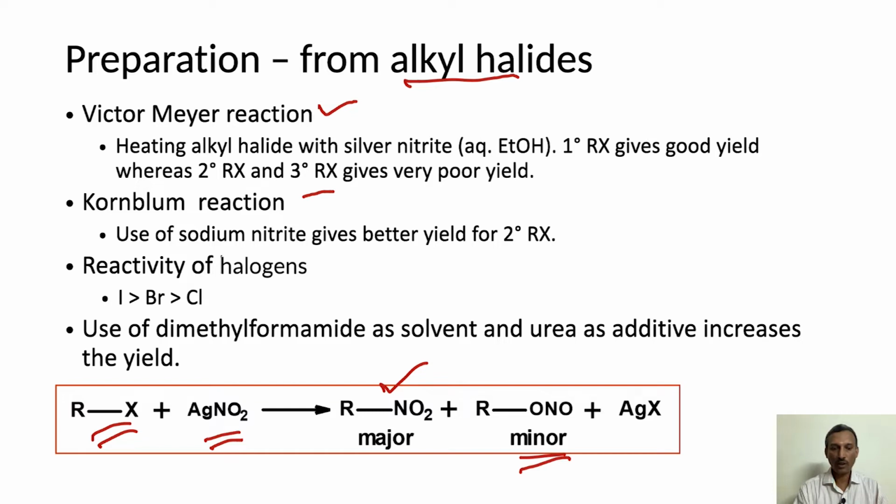And there is also another reaction called the Kornblum reaction. Here, instead of silver nitrate, we are using sodium nitrite. And when we use sodium nitrite, this gives a better yield for the secondary alkyl halides. When we look at the reactivity of halides, iodide is highly reactive compared to bromide, followed by chloride. So this is the general reactivity of alkyl halides. And when we use dimethyl formamide as a solvent and urea as the additive, this increases our nitro product formation. That means the minor product, the alkyl nitrite formation, is reduced.